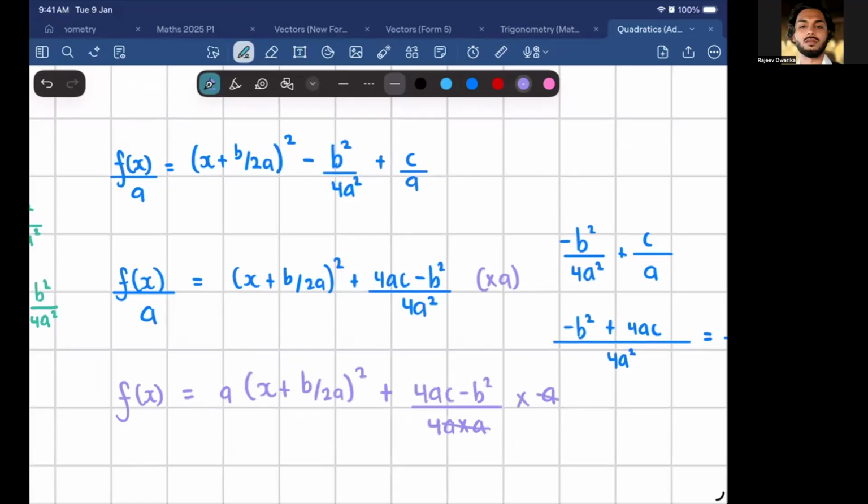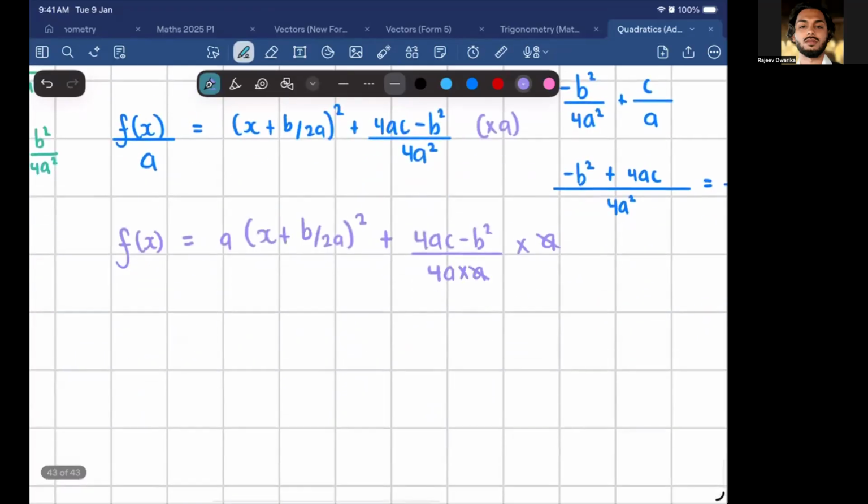Cancel off both or just cancel off one? How many a's do we have here? Tell me, Caleb. One by one. So we could only cancel off one of the a's. Understand?